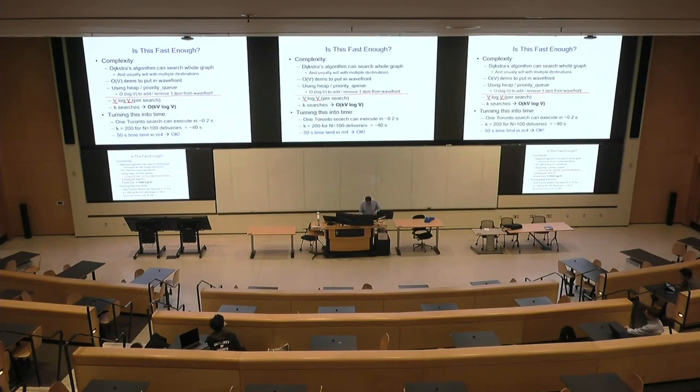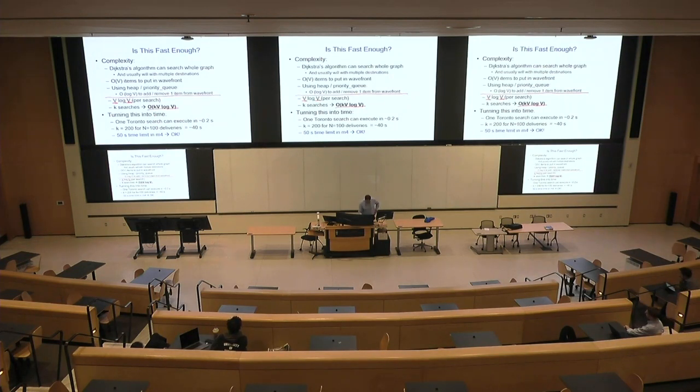So the overall complexity is just we do that k times. So it's k, which is maybe 200 if we're doing a delivery size of 100, times V log V. And that's actually not bad. I already told you your find path algorithm, milestone 3, the good one's probably around 1/10 of a second.